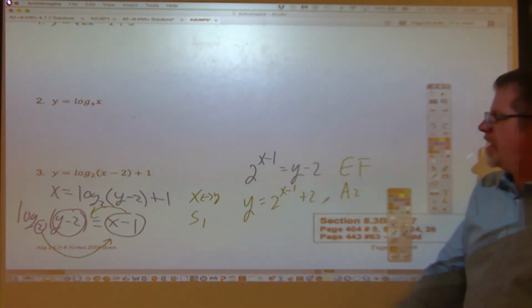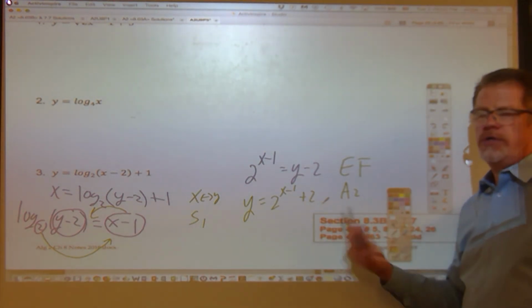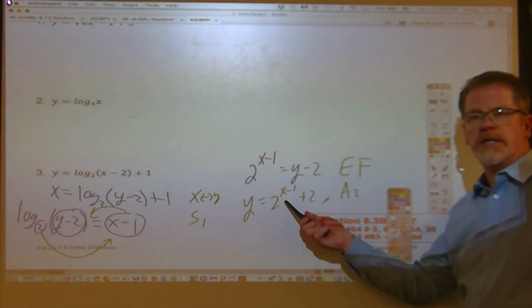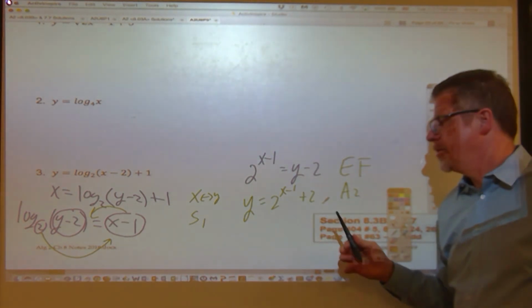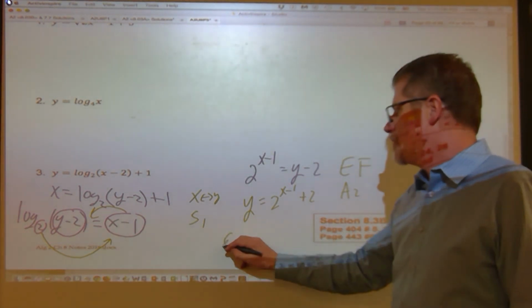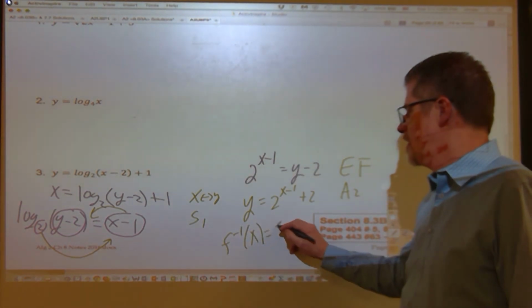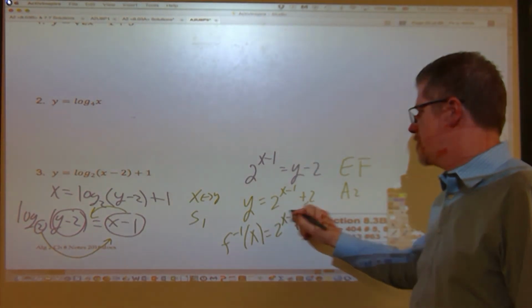It'll be a 2 to the x graph. Right 1, up 2. You already know how to sketch these graphs. Right 1, up 2. If you want f inverse notation, you would say f inverse of x is 2 to the x minus 1 plus 2.